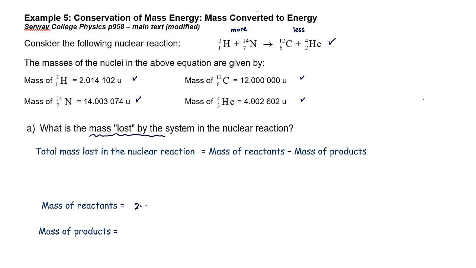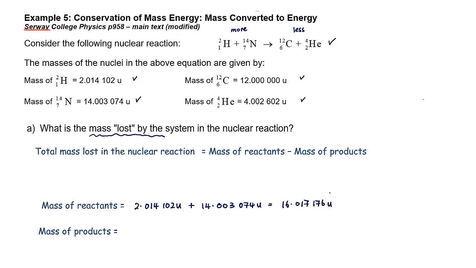So that will be 2.014102 U plus 14.003074 U. I'm going to work in U, don't convert at this moment, and that will sum up together to be 16.017176 U. Next, I'll find the mass of the products.